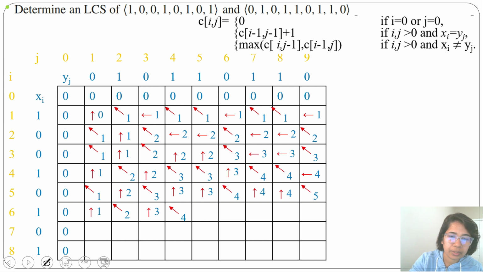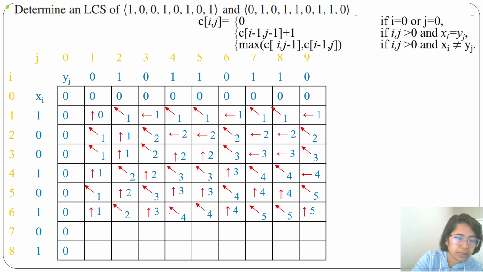Now 1 equals to 1, so this 3 plus 1, 4, arrow toward left. 1 not equals to 0, 4, arrow up. 1 equals to 1, 4 plus 1, 5, arrow toward left corner. 1 equals to 1, 4 plus 1, 5, arrow toward left corner. 1 not equals to 0, 5, arrow up.